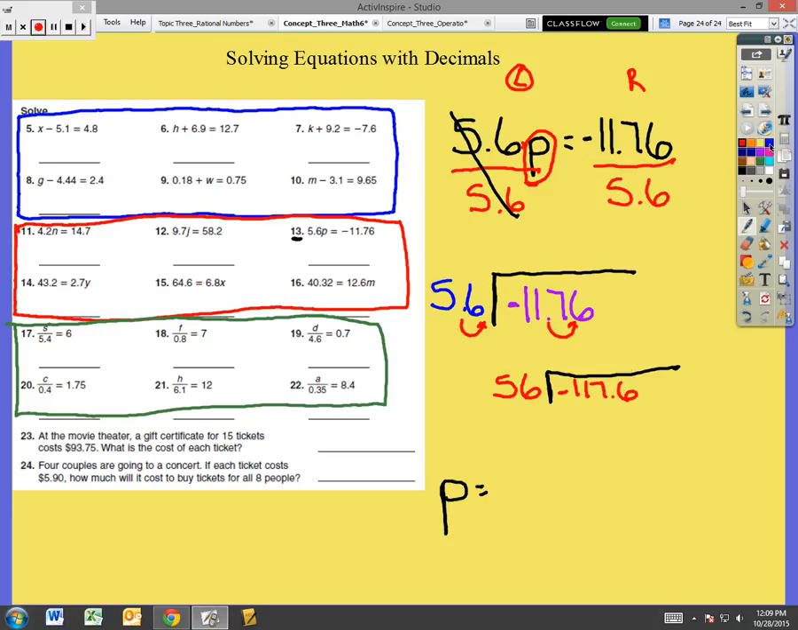6/10. Once again, I notice I'm dividing a negative by a positive, so I know my answer will be a negative. I'll put the negative up here in the quotient. I will also carry that decimal up into the quotient.